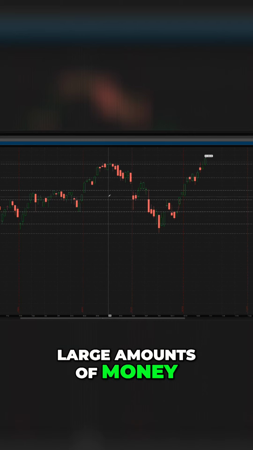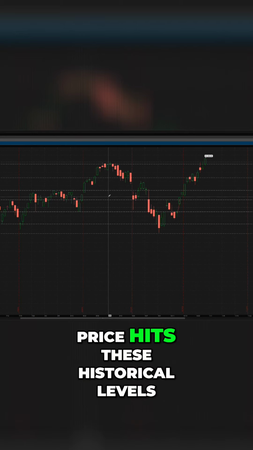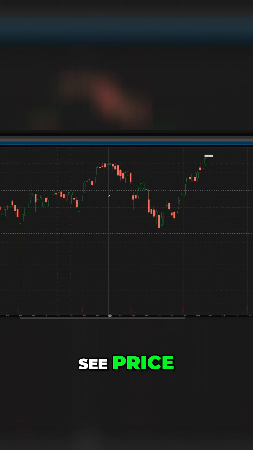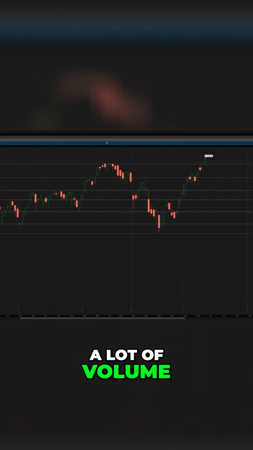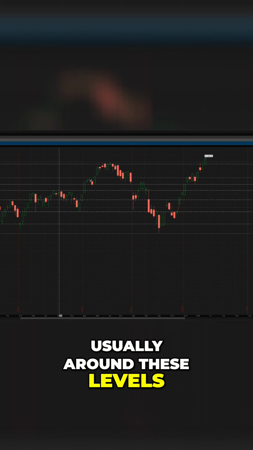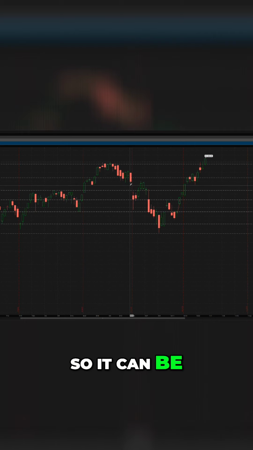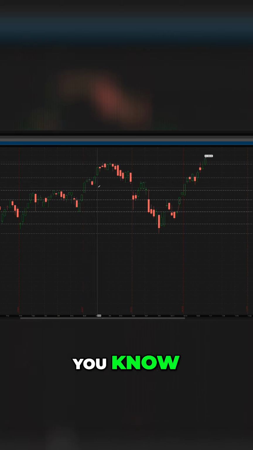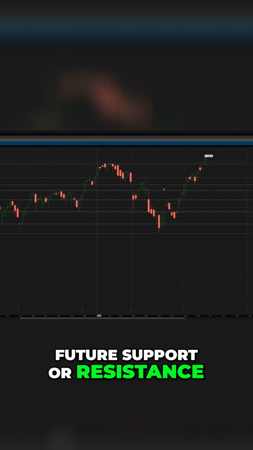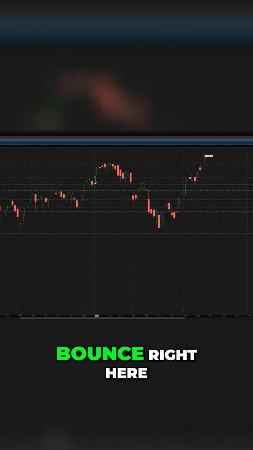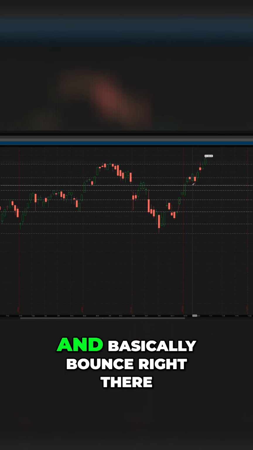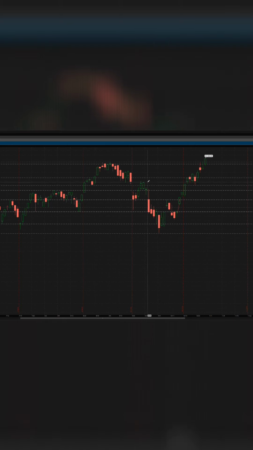large amounts of money. When price hits these historical levels, it'll trigger buy or sell orders, and you'll see price like a lot of volume, usually around these levels. So it can be, past resistance can be a sign of future support or resistance. So we see a bounce right here, and it basically bounced right there.